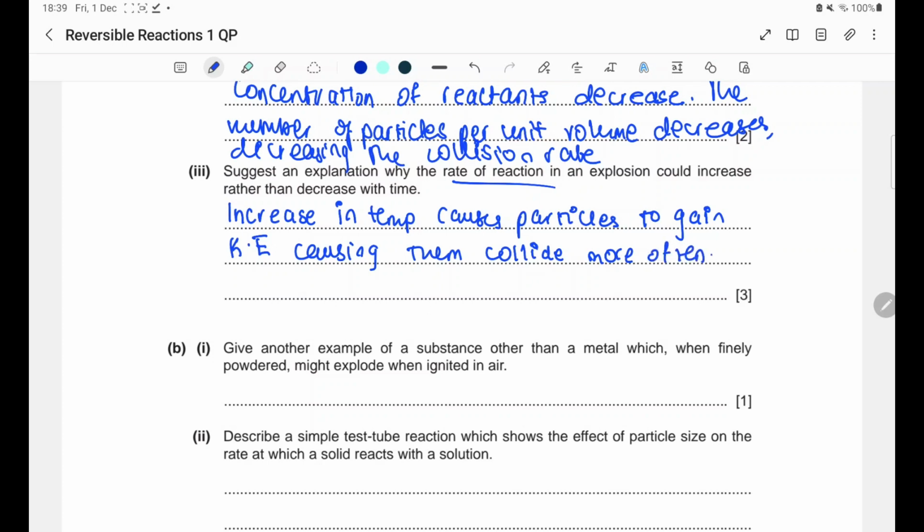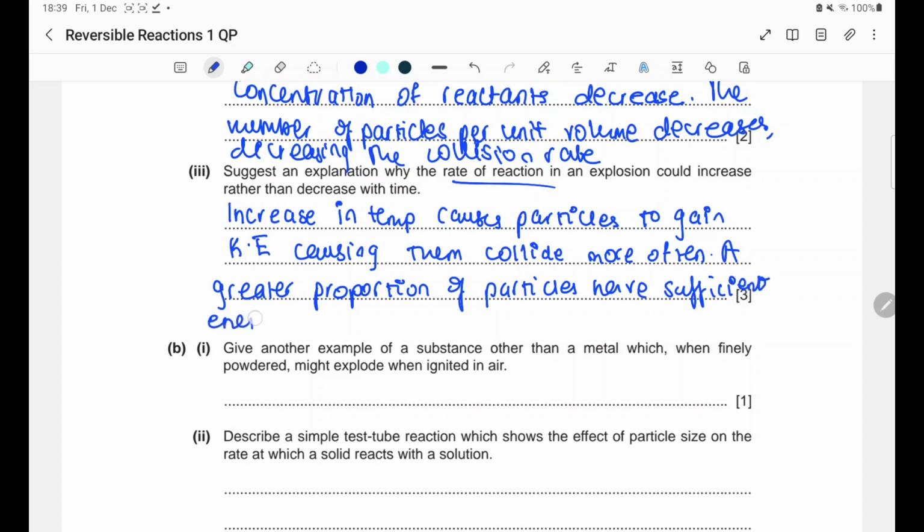And additionally, a greater proportion of particles have sufficient energy for the reaction. This was also explained in the explanation video, how to answer questions regarding temperature and rate of reaction. So what happens when the temperature increases is that particles gain kinetic energy, and when they gain kinetic energy, they end up colliding more often. There is a higher collision rate, which increases the rate of reaction. And also you have a greater proportion.